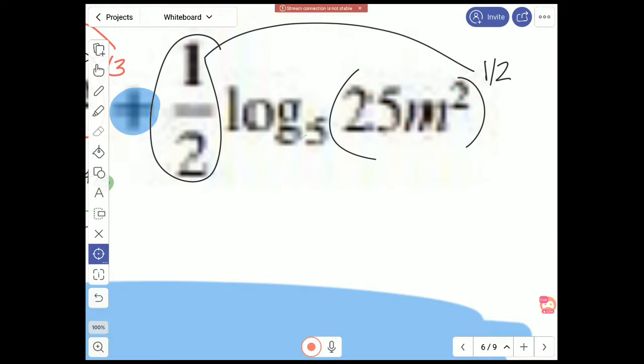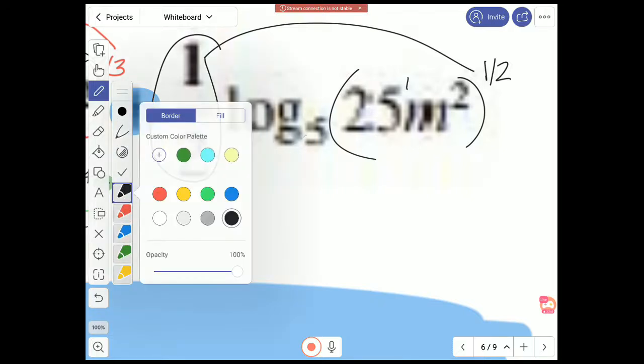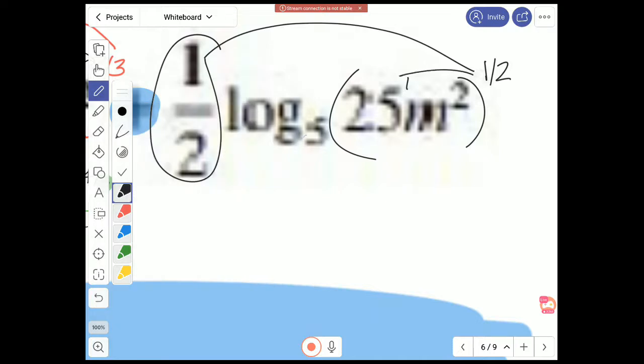So I have 25m squared to the 1/2. And remember, there's a 1 here. That's important. So I'm going to distribute this exponent in. So this becomes 25 to the 1/2, and that becomes m to the 1st, because 2 times 1/2 is 1.